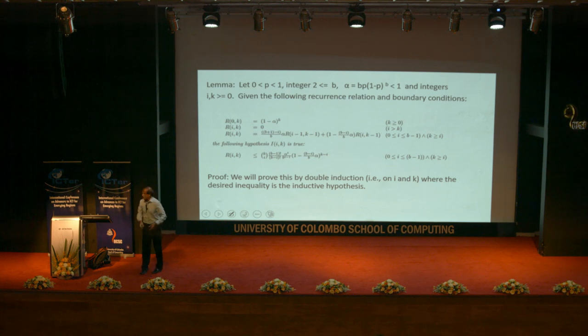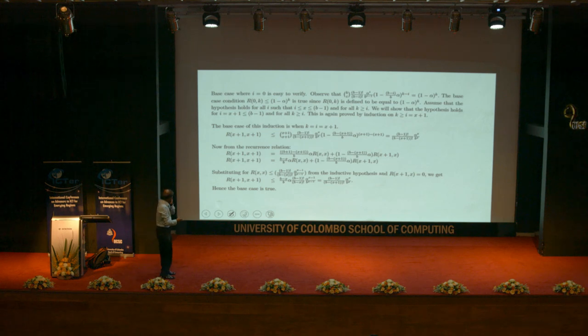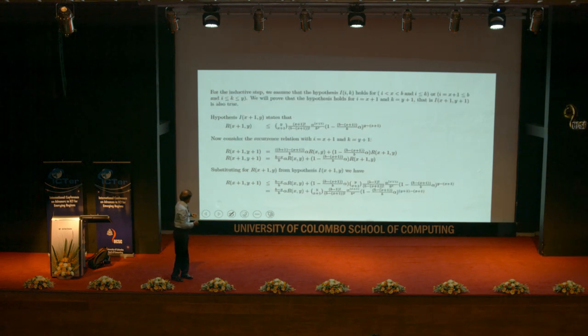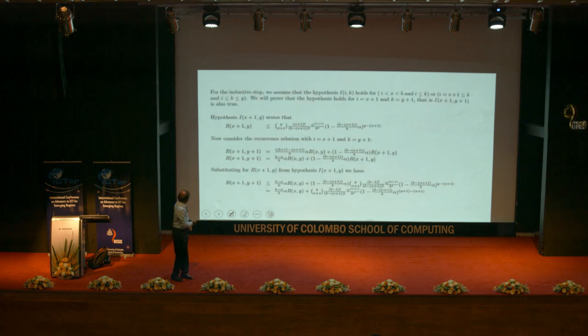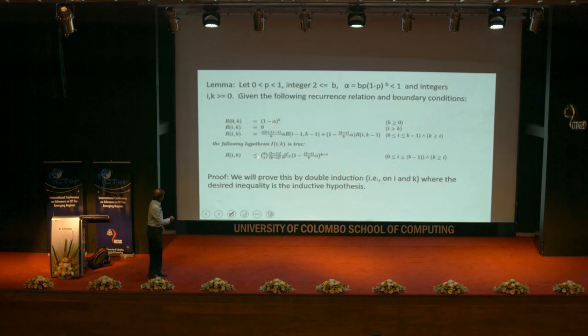Okay? And again, I don't know how time flew. All the mathematics, I'm not going to go through. This is basically the induction hypothesis and so on, proving everything. And eventually we get this. So basically from these, we get this.